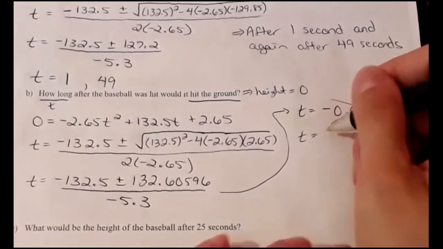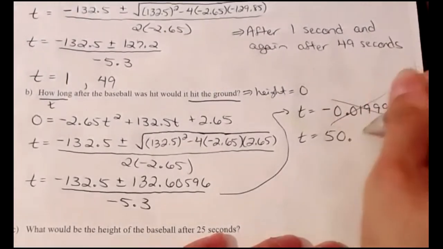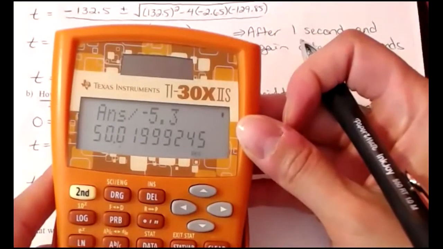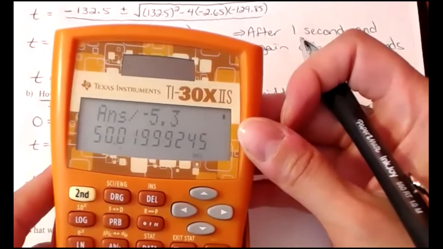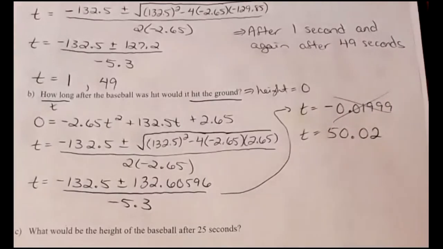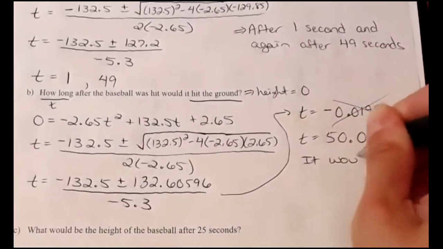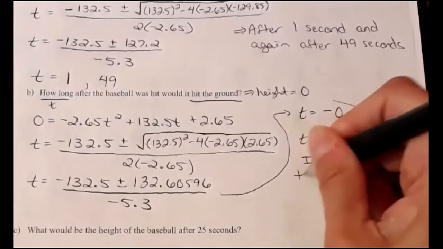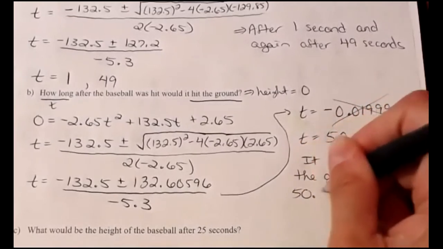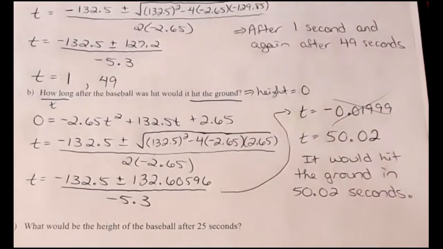When we do this math and we round to the nearest tenths place, we get 50.0. Notice what I have in my calculator, 50.019. So let's round to the nearest tenths place, and it's 50.0. If you want to round to the hundredths, we can do that as well. So it would hit the ground in 50.02 seconds. That's how long it would take for the ball to hit the ground.